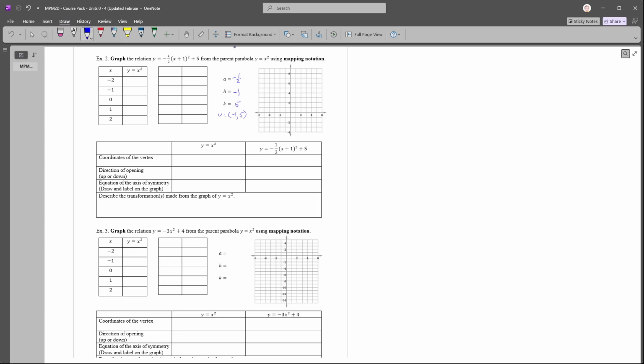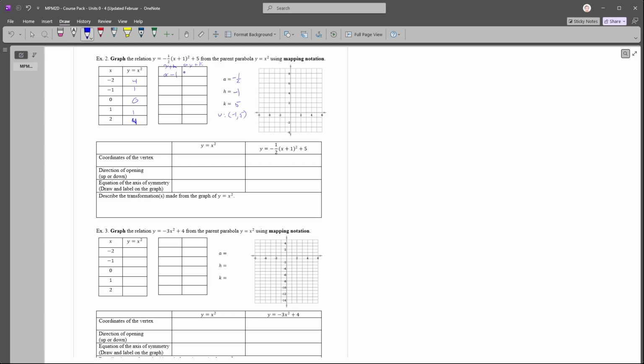Now let's fill out our chart. On the left-hand side, we have our parent equation. We're still using the same values of x, so that means that our y values are always going to be 4, 1, 0, 1, and 4. Oh my goodness. There we go. Now, on the right-hand side, we remember this is x plus h. I'm just going to write this in here. But in order to make our life a little simpler, let's actually write the math. That's x plus negative 1, so that's x minus 1. Now over here we have a y plus k.